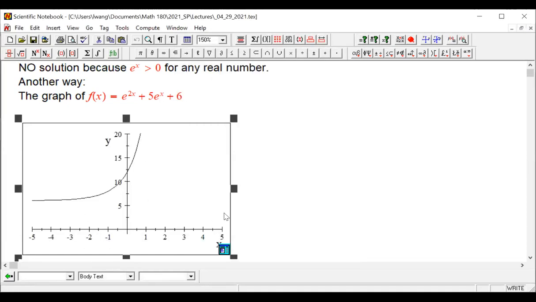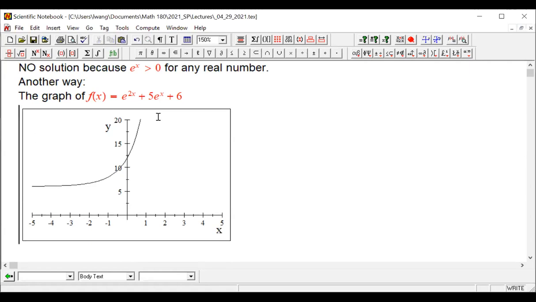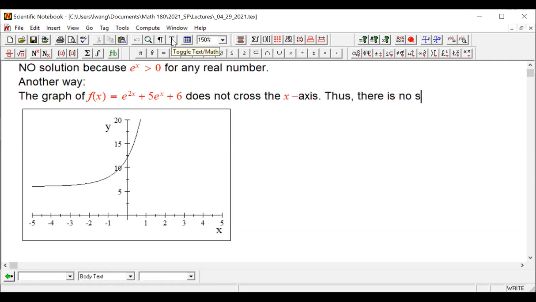We just want to see the neighborhood of the x-axis where the curve crosses. And from the graph, you can see it doesn't cross the x-axis. It does not cross the x-axis. And thus, there's no solution. So that's one way. That's another way to explain it.